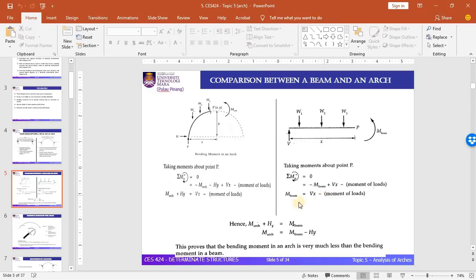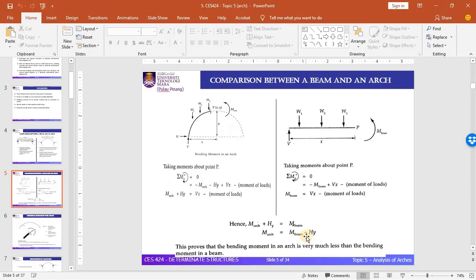So by equating both of these equations, you can see that we have M arch plus Hy equal to M beam, and rearranging, M arch equals M beam minus Hy. So this proves that the bending moment in an arch is very much less than the bending moment in a beam. For example, let's say M beam is 10 kilonewton meter and the product Hy equals 5. So 10 minus 5 gives me 5 kilonewton meter as the value of M arch.